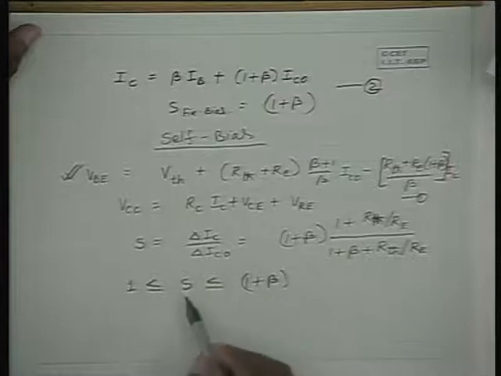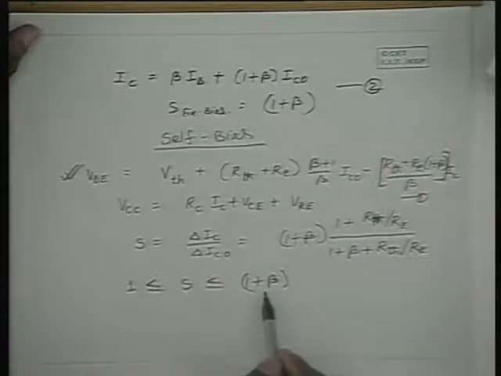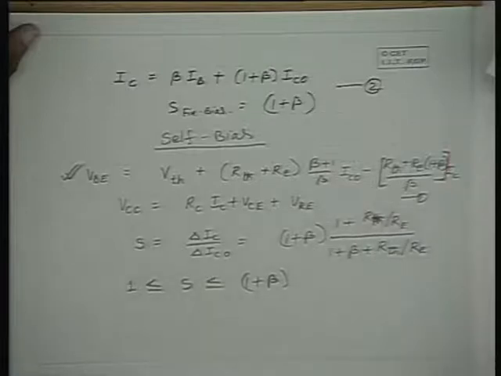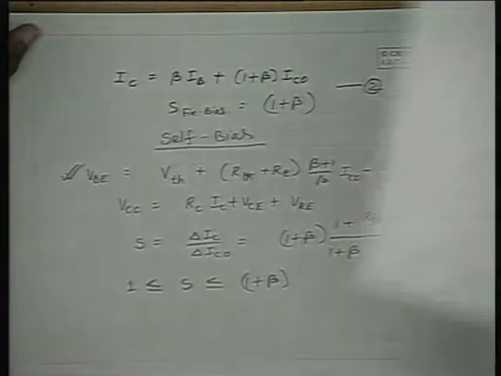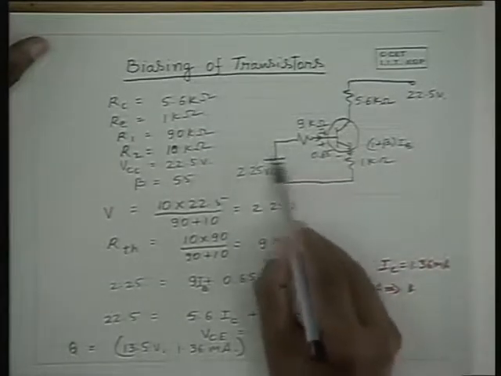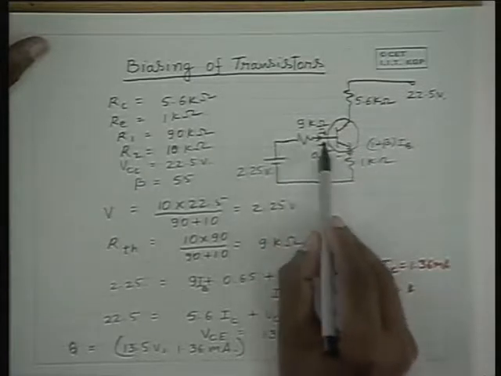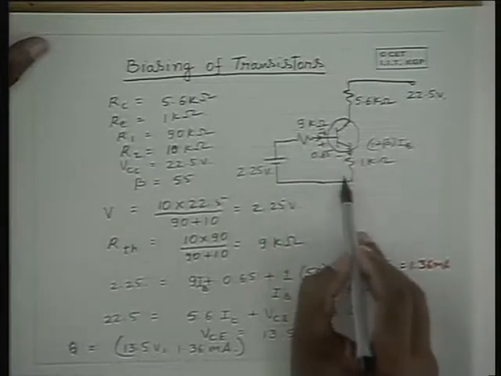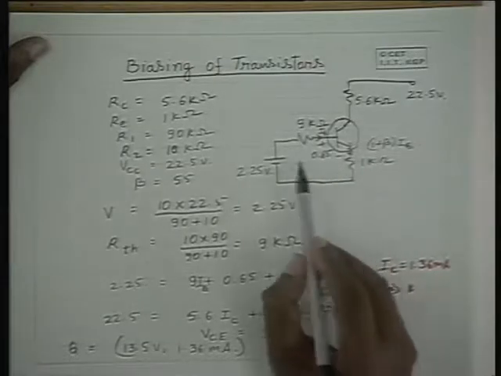If RE is very large, the stability factor is close to 1, and if RE is very small, the stability factor is equal to 1 plus beta. RE is very large and very small in comparison with R Thevenin. It's because the R Thevenin on the input side and the RE decide the operating point. I repeat, here given a fixed voltage, R Thevenin and this feedback through RE decide the stability.